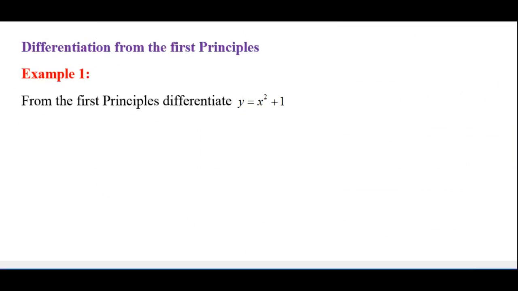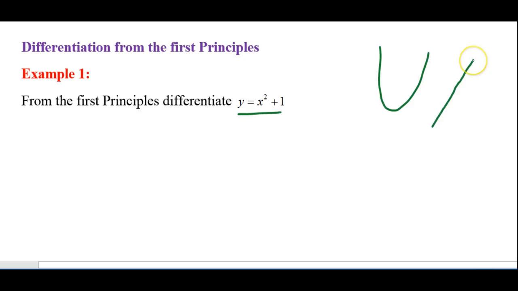The first example we want to look at is this. From the first principle, differentiate y equals x squared plus 1. What it means is that you are being asked to find the gradient of this curve. And since it is a curve, its gradient is not a constant gradient. We saw that if it's a straight line, it's a constant gradient. And so for us to find the gradient of this curve, they want us to find the tangent to a point on the curve. And at that point, the slope value will help us to know the gradient.